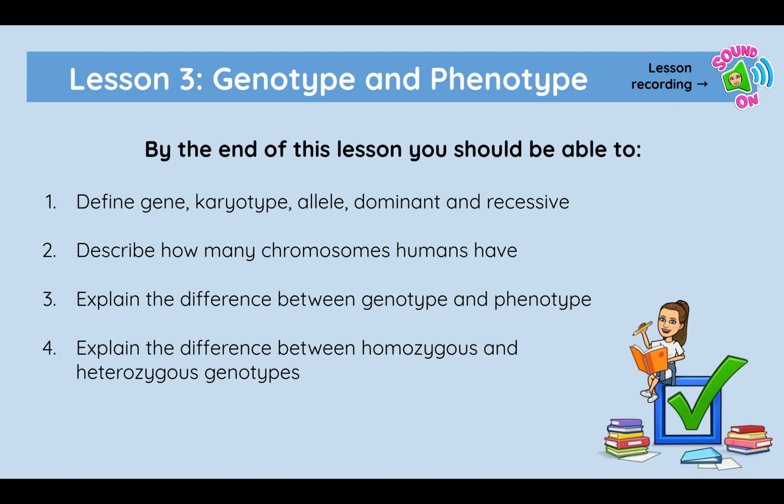We're going to learn about how many chromosomes humans have, explaining the difference between genotype and phenotype, which you probably don't even know what they are yet, but that's cool. And then explain the difference between homozygous and heterozygous genotypes. And if you haven't worked out already, there are lots of big words in this topic. It's quite a chunky lesson today, and you get a catch-up lesson tomorrow if you need it, so just hang in there.